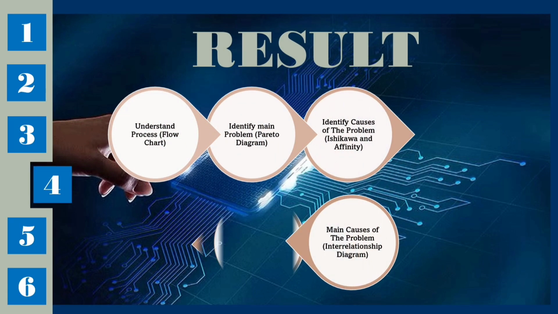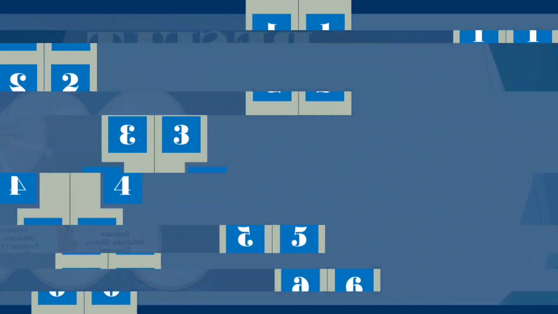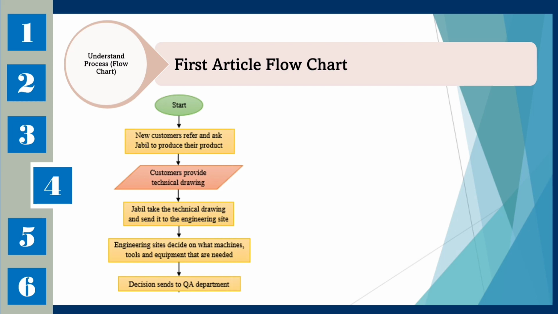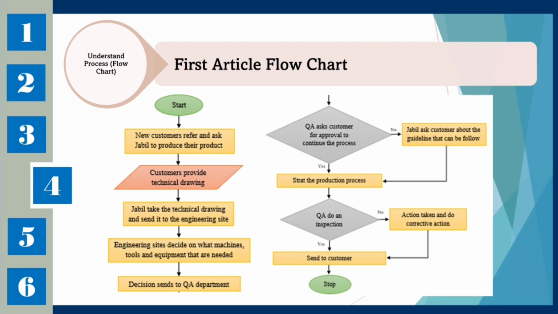Moving to the result part. I will explain how to understand the process flowchart. Before the customer makes an agreement or contract with JABIL company, they need to discuss and brief JABIL regarding what the customer wants. Because of that, JABIL company has two kinds of process flowchart: the first one is the first article flowchart, and the second one is the mass production flowchart.